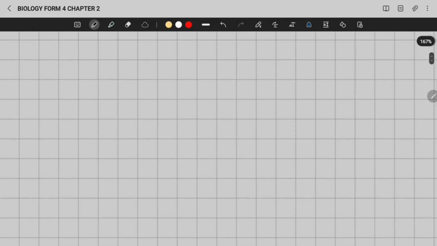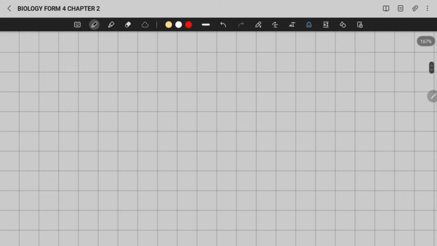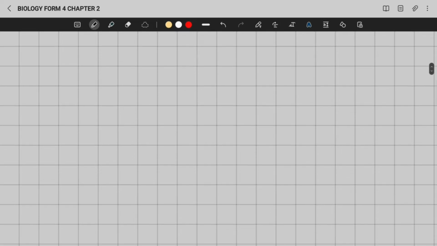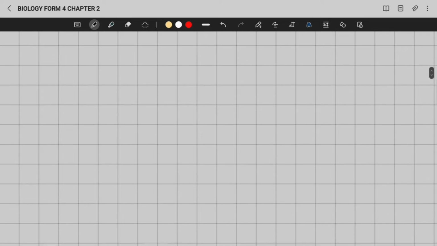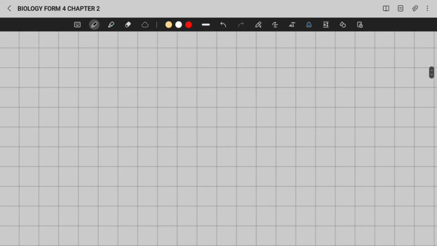Instead of using a completed diagram like in the textbook, before we go further, I want to teach you how to sketch the cell itself. It may be that in SPM you are required to draw the cell. So let's start sketching the cell.